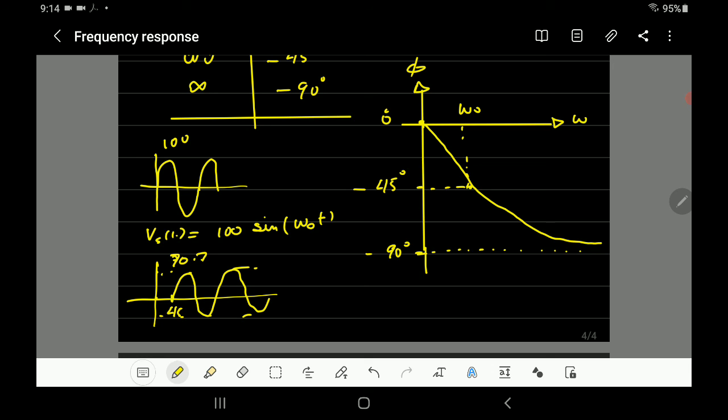It will not start at 0, then you can continue to make the sine wave. So it means it's shifted, delayed by 45 degrees. And as you go ahead and the frequency gets higher, the amplitude will decrease dramatically, and it will be shifted by minus 90 degrees. So that's the frequency response of a system. I hope it was helpful. Thank you.